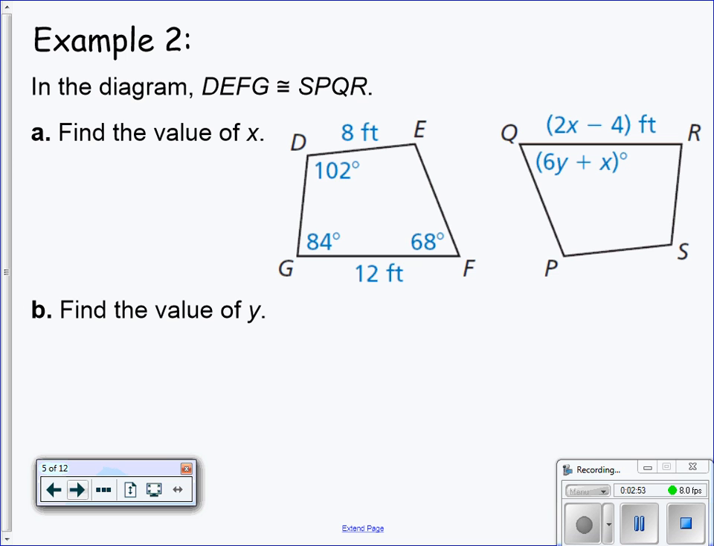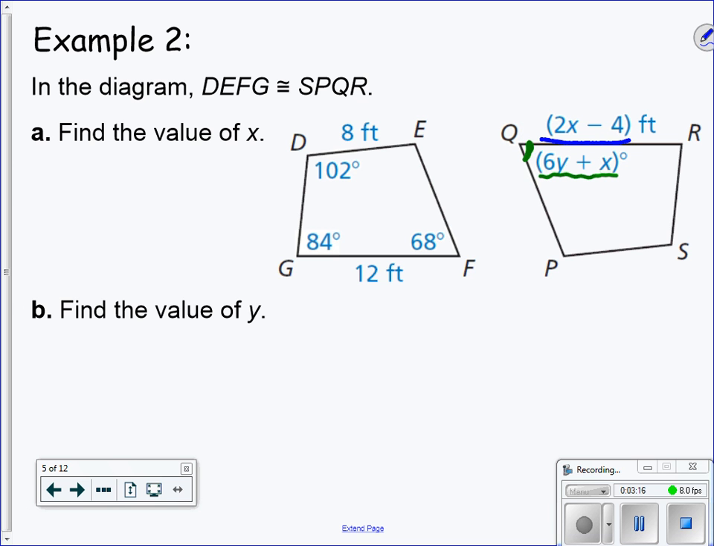Example 2 says in the diagram DEFG is congruent to SPQR. Find the value of X. So there's a reason why they actually want you to find the value of X first. The second one, they want you to find the value of Y. So here is where the Y is, but notice it has an X involved. So they want you to find X first because we actually have to find X first for that.